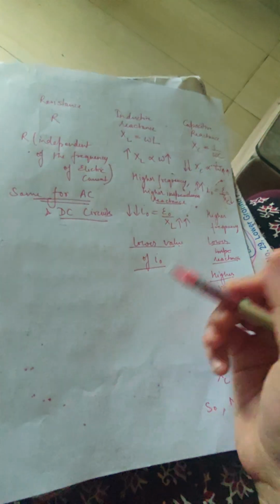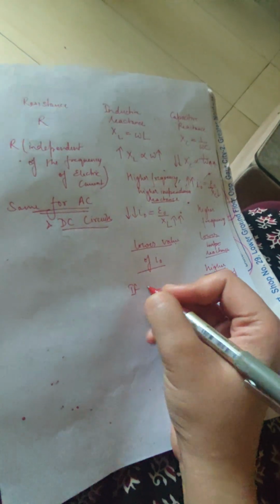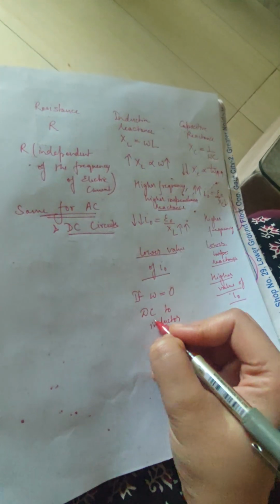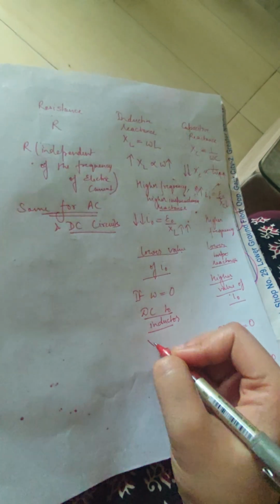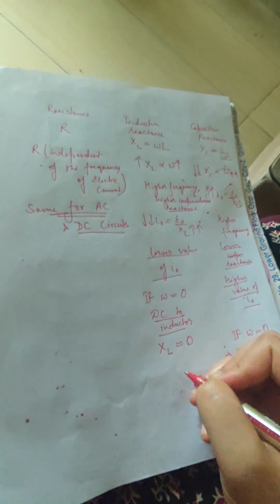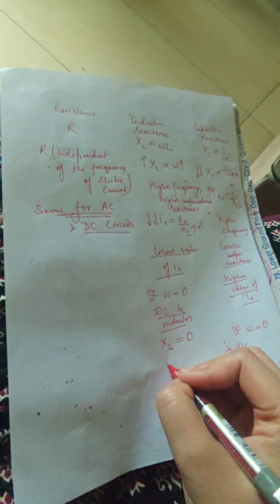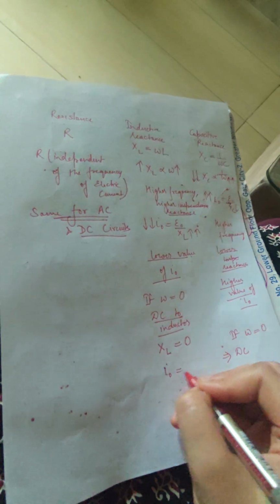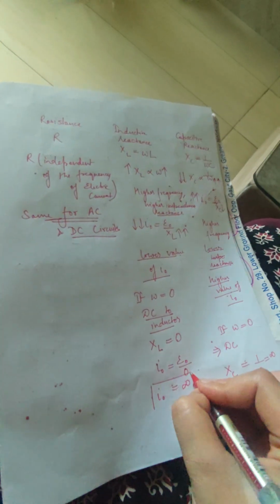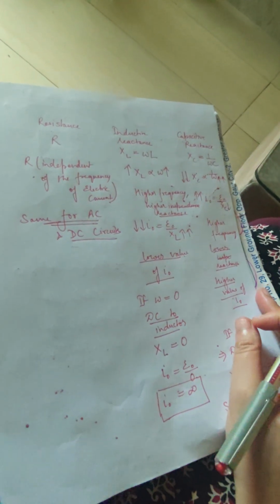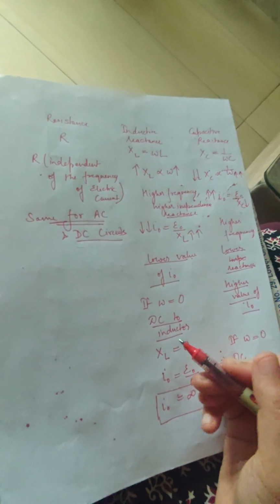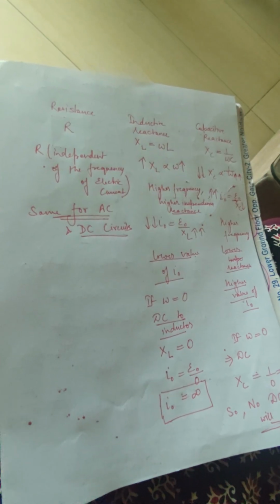And if you see the case of inductor, if omega is 0, like if you are providing DC to an inductor, what happens? In that case, your XL will turn out to be 0, because you saw that XL is equal to omega L, so it will turn out to be 0. And when it is 0, your value of I naught will turn out to be E naught upon 0, which is infinity. So the inductor provides maximum current to DC. You can pass direct current through an inductor, it won't create any such problem.